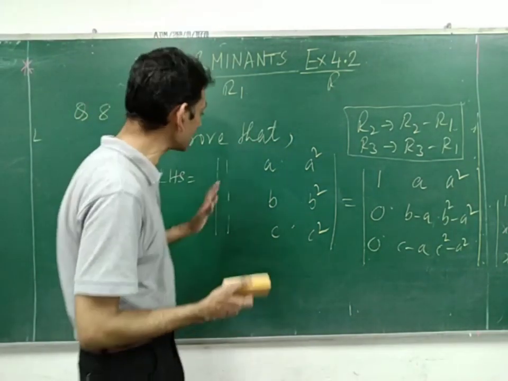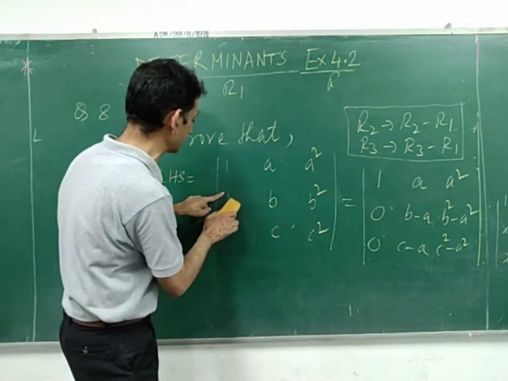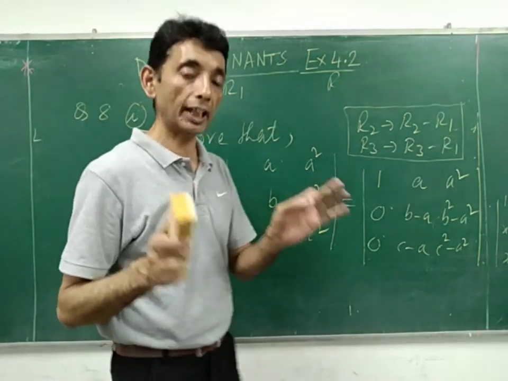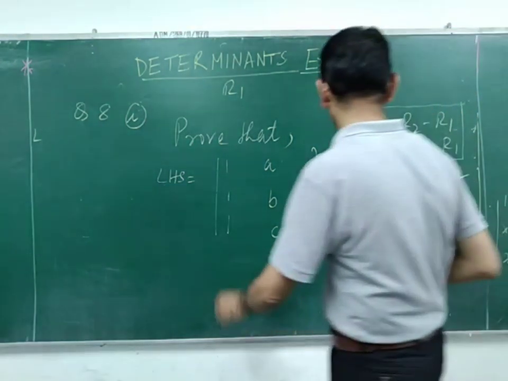Remember one thing: here I am making 2, 1, 0. It's not necessary that you always need to make the two ones fully 0. Out of the 3 ones, you can make any 2 ones 0. Okay? Yes. Next, what is the next step?